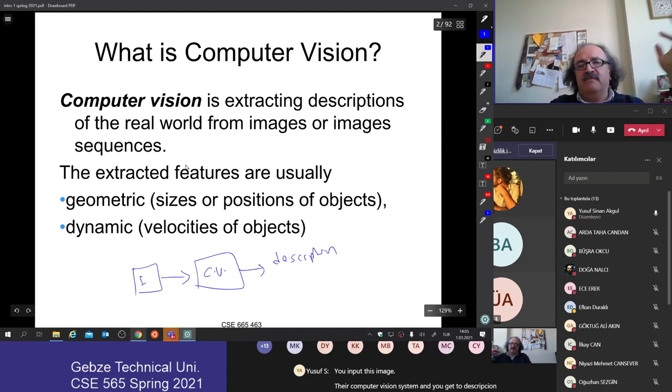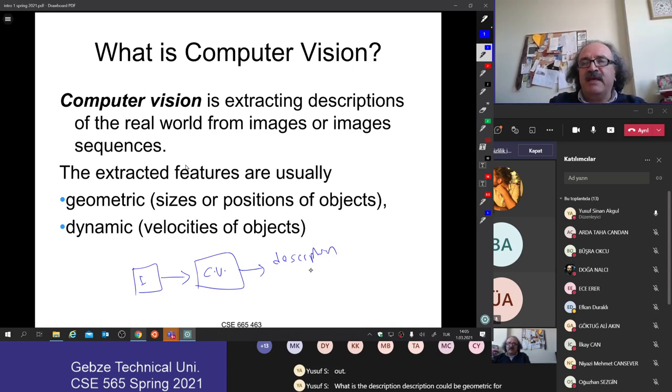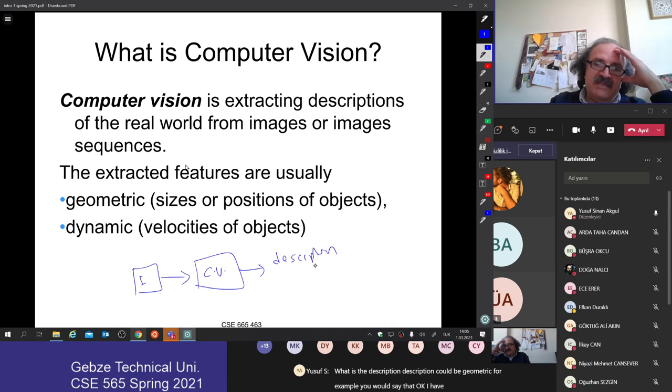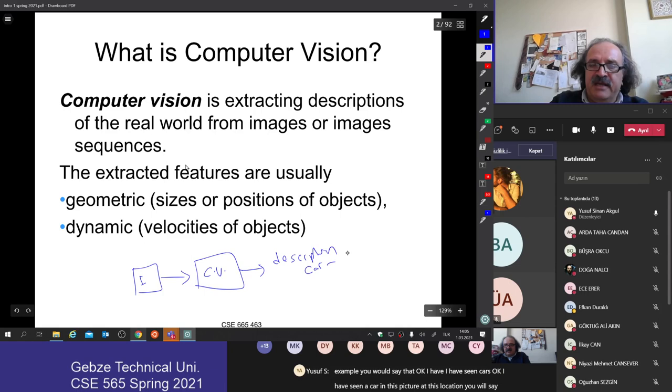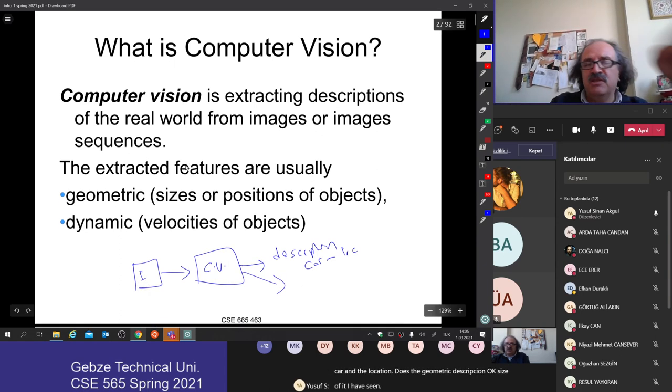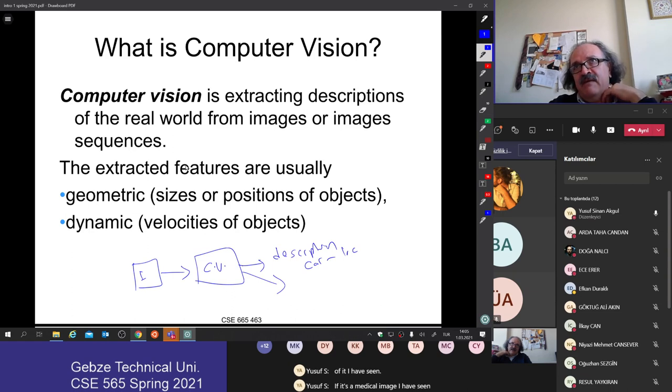What is the description? Description could be geometric. For example, you would say, okay, I have seen a car in this picture at this location. You would say car and the location. That's the geometric description, and also the size of it. If it's a medical image, I have seen a vertebra, omur in Turkish, of this size. So I made a size measurement.